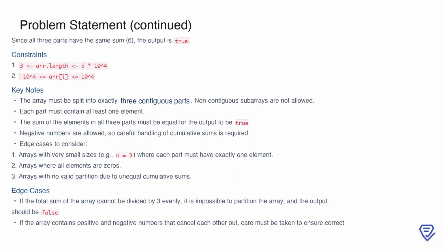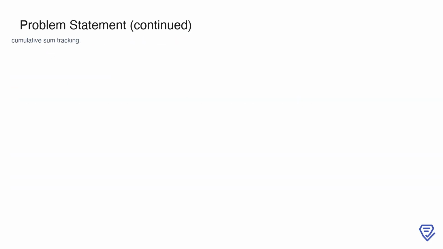In the third example, the input array is 3, 3, 6, 5, -2, 2, 5, 1, -9, 4. The output is true, and here's why: the array can be split into three parts where each has a sum of 6. Part 1 is 3, 3, part 2 is 6, and part 3 is 5, -2, 2, 5, 1, -9, 4. Each part sums to 6, so the output is true. This demonstrates that even with a mix of positive and negative numbers, it is possible to achieve the required partitioning under the right conditions. Now, let's discuss some critical constraints and key considerations.